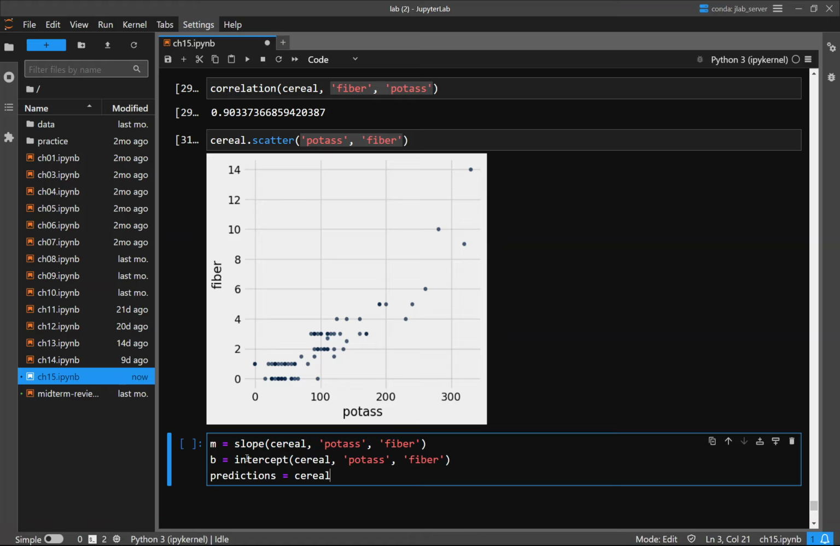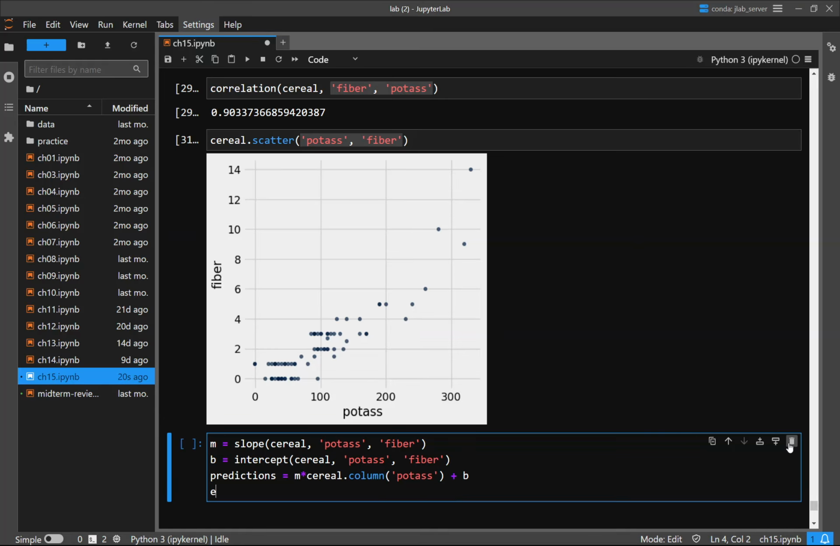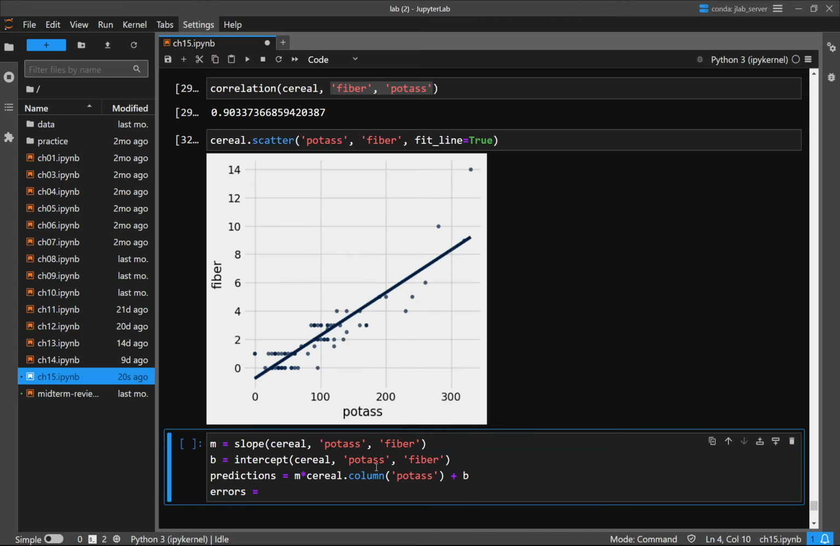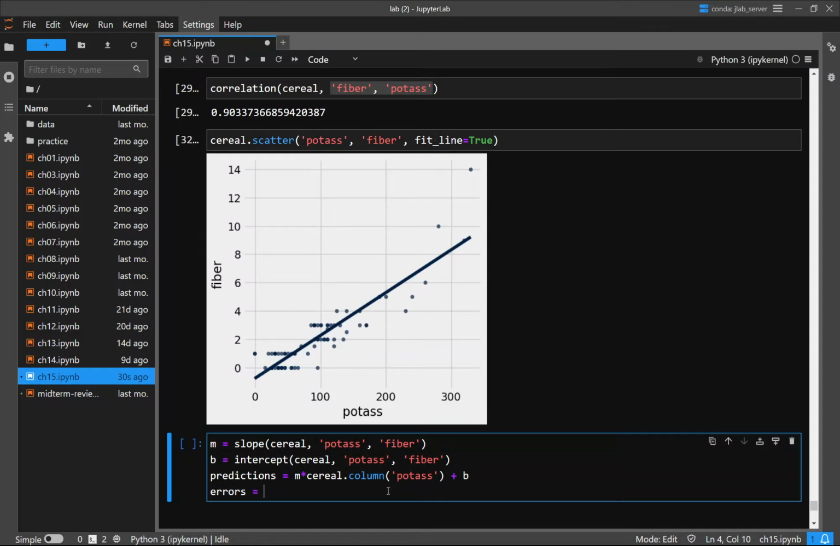It's just like go to the cereal table, take out the column that is our X values, so the potassium values. That's our X's. Do MX plus B on those. There are our predictions. I guess, sorry, we can do the fit line equals true as well. Ta-da. So there's the fit line. We've just calculated the slope and the intercept.